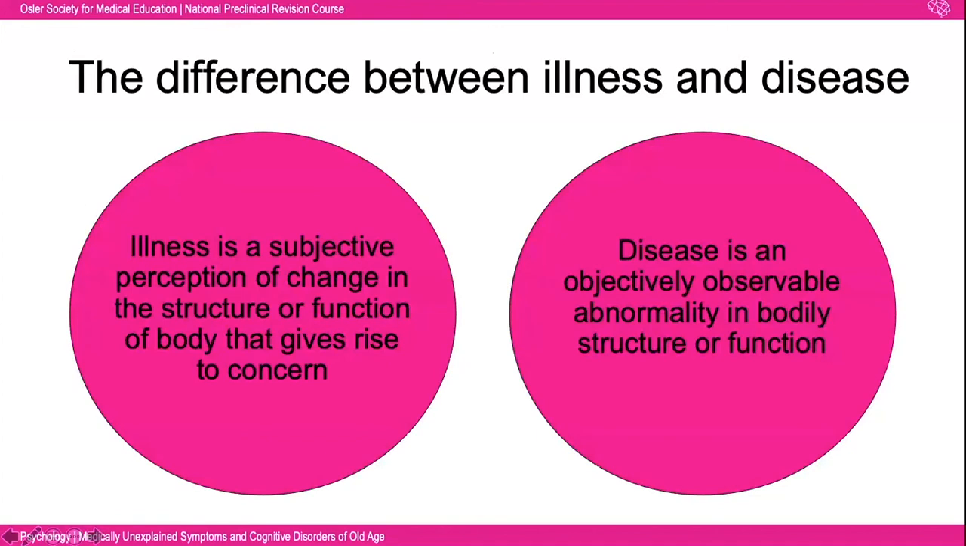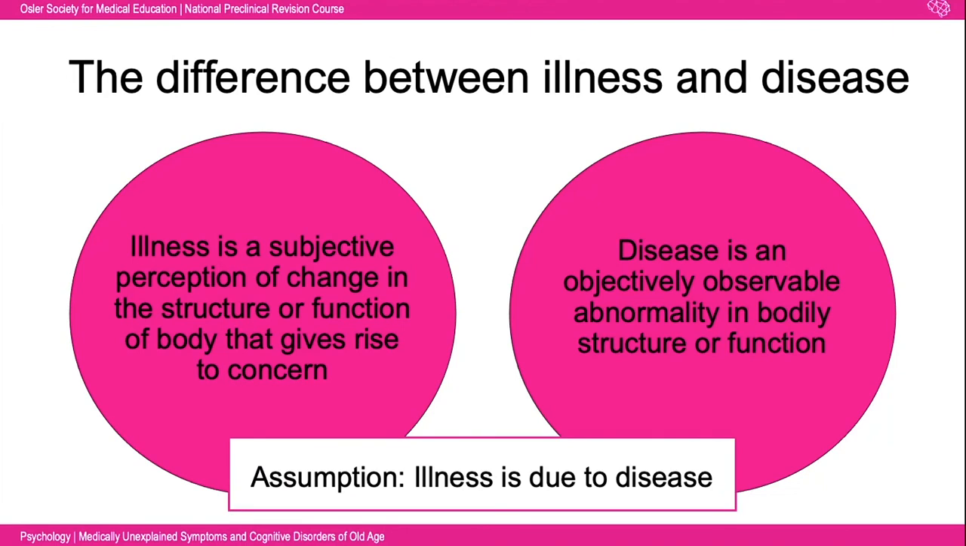So to start with, what's the difference between illness and disease? Illness is a subjective perception of change in the structure or function of the body that gives rise to concern. So more simply, it's what the person feels. You can't determine what someone else feels, and so illness is when something feels wrong to someone. On the other hand, disease is an objectively observable abnormality in bodily structure or function, so it's what the doctor sees. There's often a simple assumption made in medical practice that illness is due to disease, and therefore if someone feels really ill, you can do tests to find out the disease that is causing it.